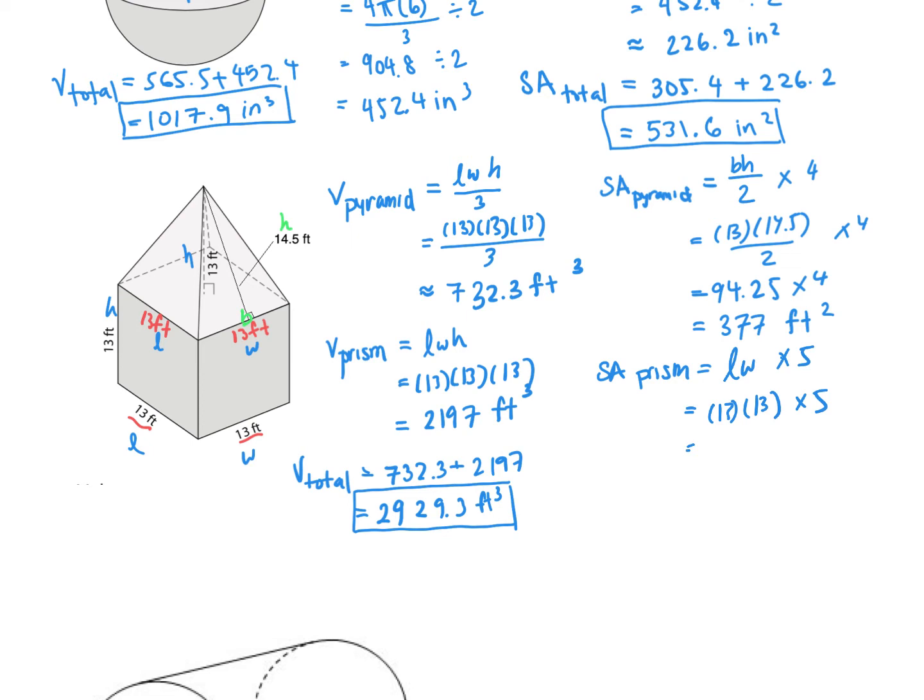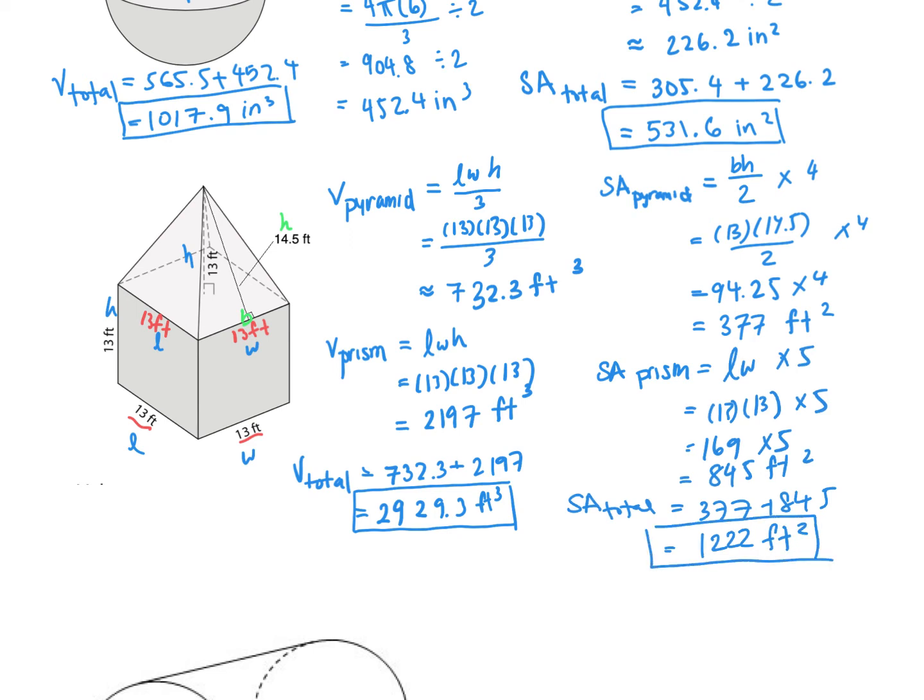So 13 times 13 is 169. So one surface has an area of 169. And when we multiply that by 5, we get 845 feet squared. Now we can add those up for our total. So the prism was made up of 5 squares, the pyramid, 4 triangles. And when we add these numbers up, we have a total surface area of 1,222 feet squared. And there we are.